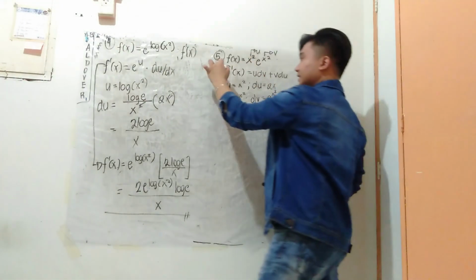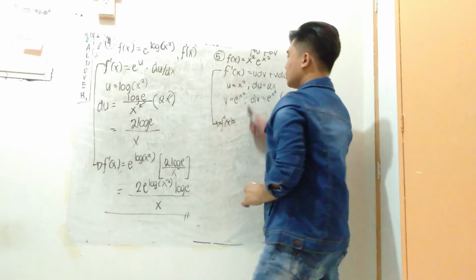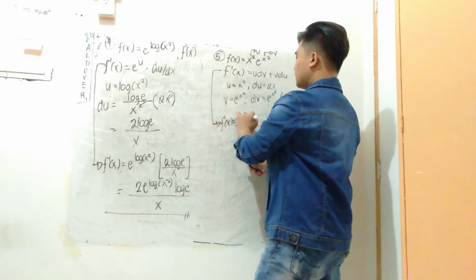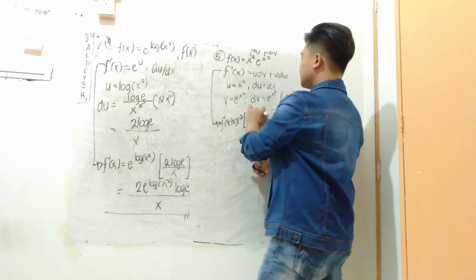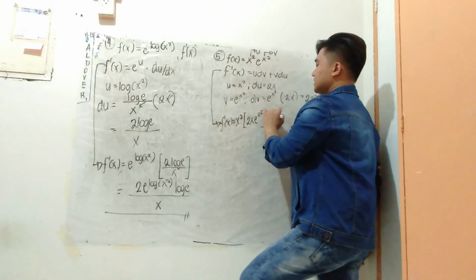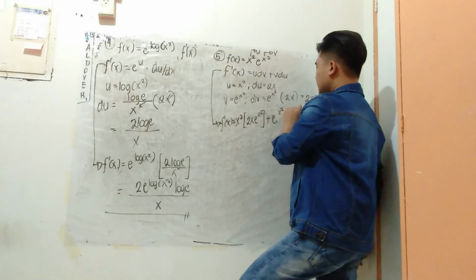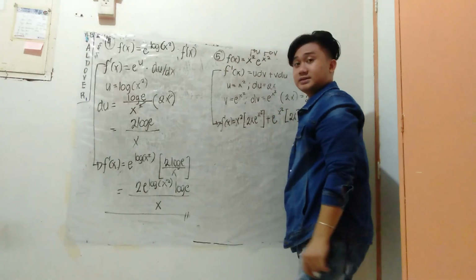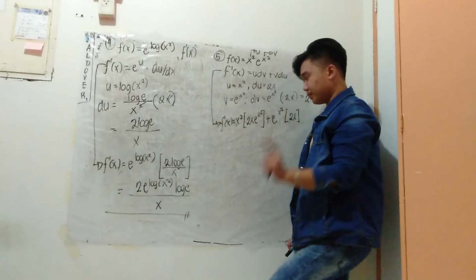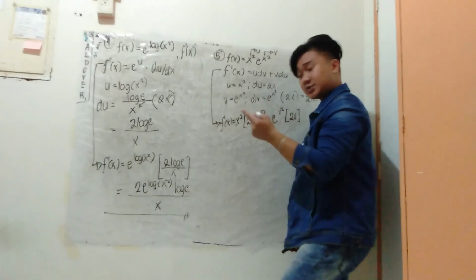And then, i-form natin to. F prime of x is equals to u, which is x squared, dv, which is 2x e raised to x squared, plus v, which is e raised to x squared, and du, which is equals to 2x. Okay? As you can see, there is a common factor here. Both of the terms have 2x. So, ilabas ko na lang.